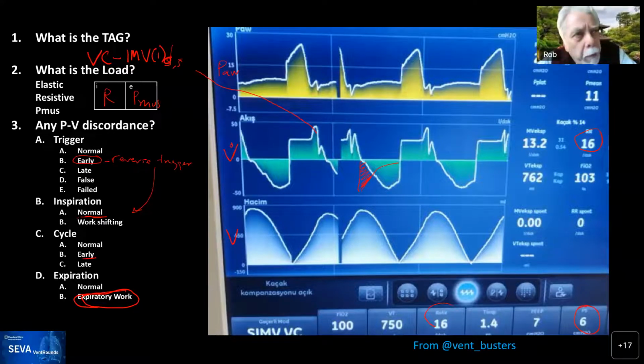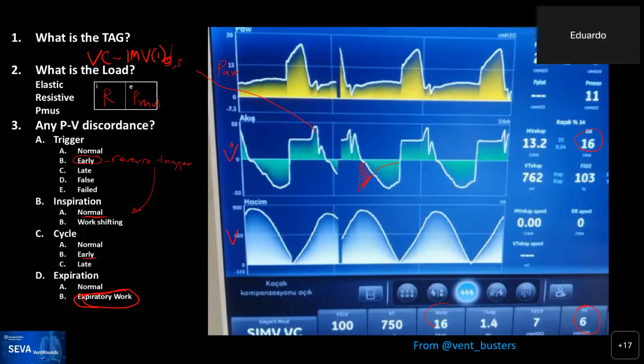Actually, that's volume control and pressure control as well. I'm talking about what was called volume assured pressure support. I think the Avea ventilator has it, but it starts off in pressure control, and if you don't hit your set target volume, then it switches into constant flow until the end of the set inspiratory time. Excellent.